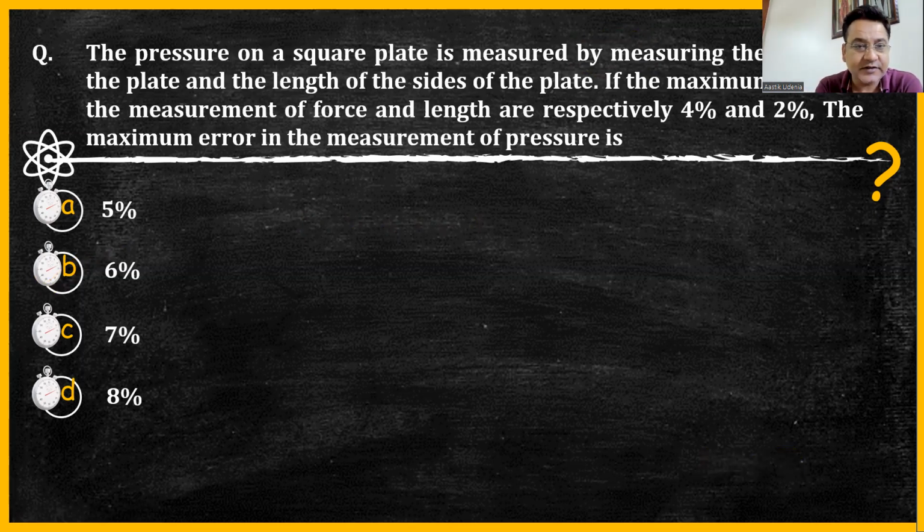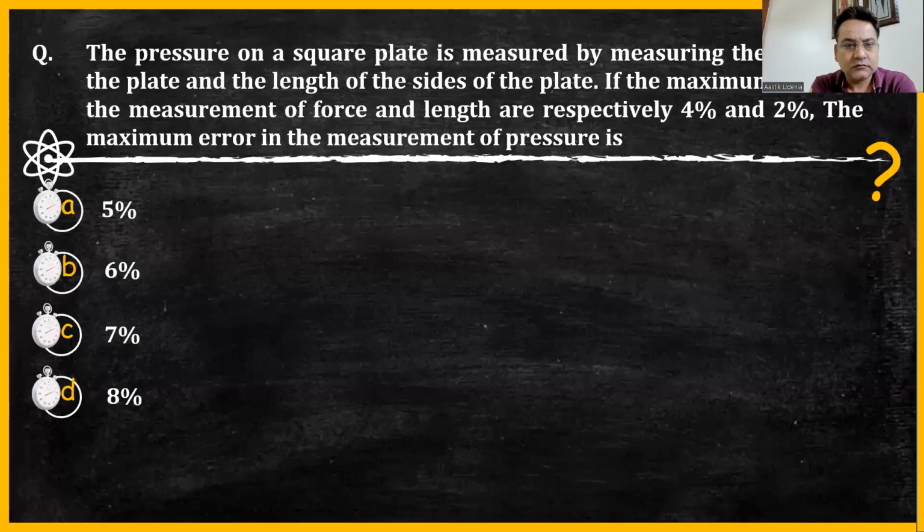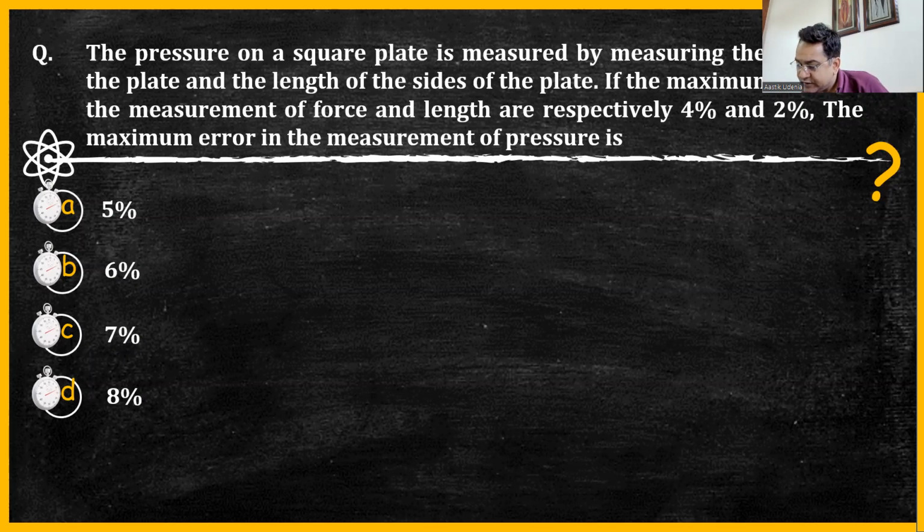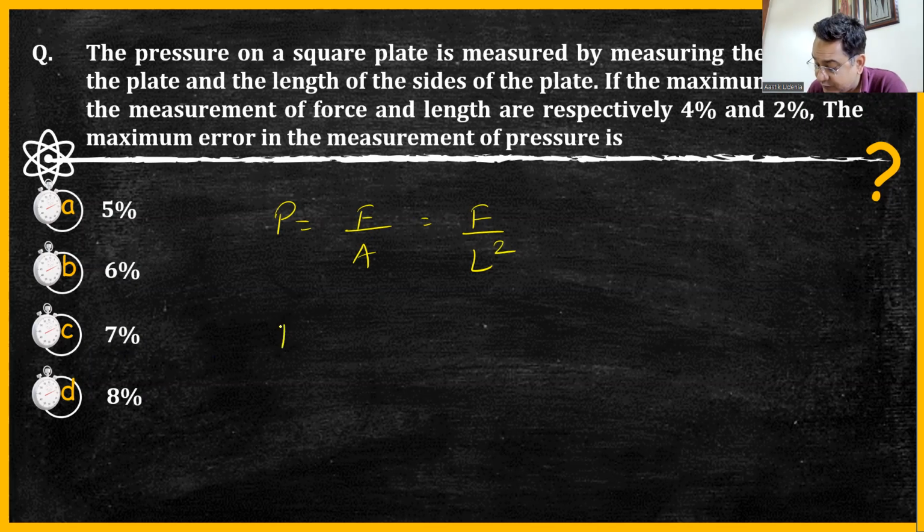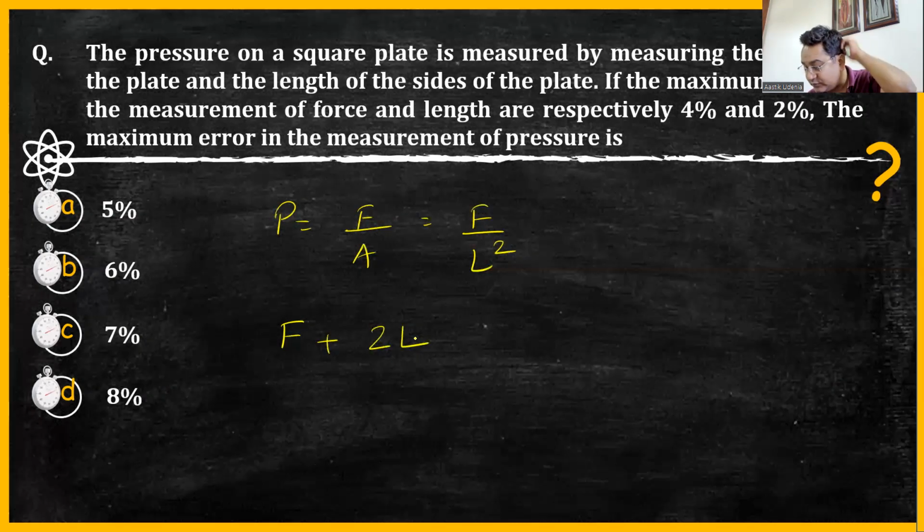Give you 2 minutes to get me the answer for this one. The maximum error in the measurement of force and length is given. What is the maximum error in the pressure? So you must know what is pressure. Pressure is force divided by area, so this is force divided by length square. So the percentage error in the calculation of pressure will be percentage error in force plus 2 times percentage error in length. Yes or no?